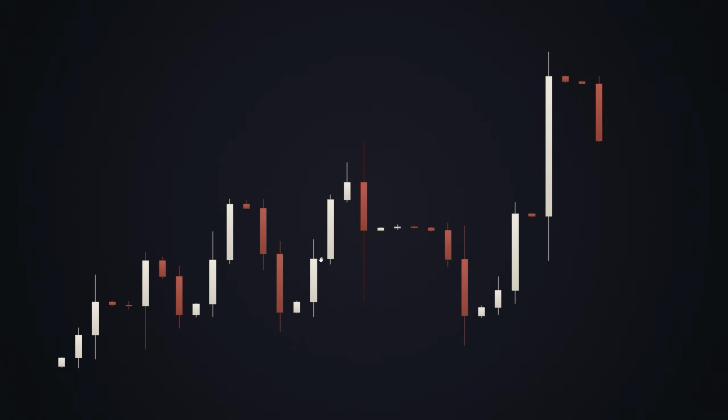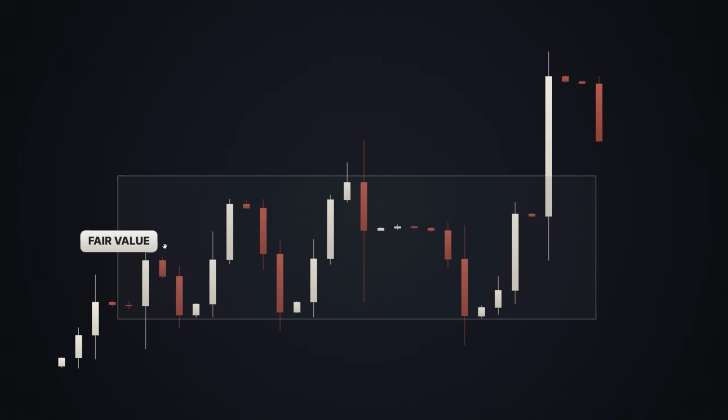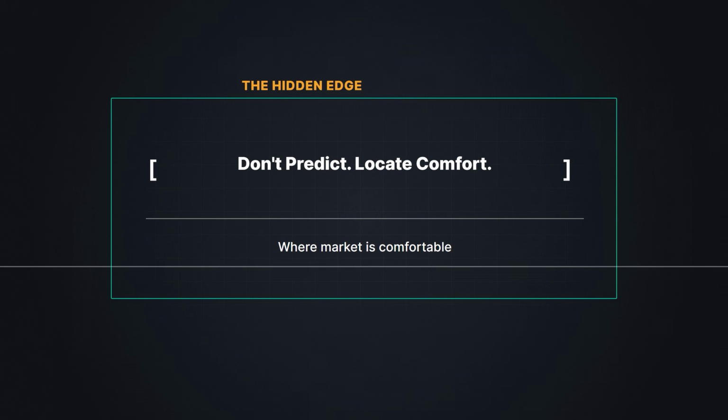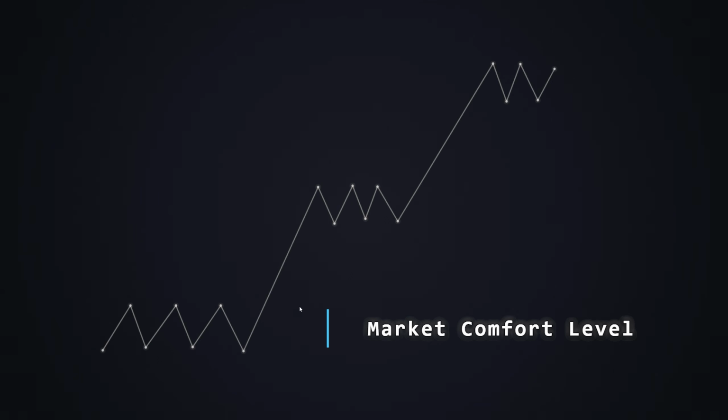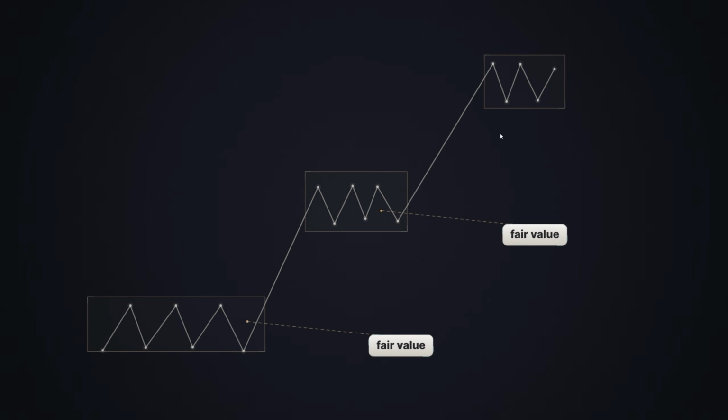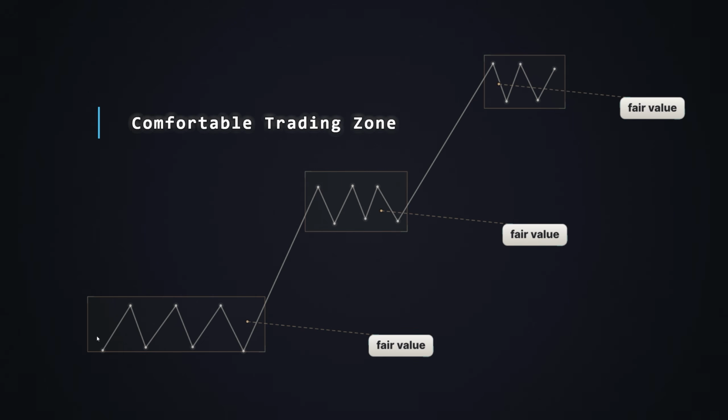This is the hidden edge. You don't need to predict the next candle yet. You only need to know where the market is comfortable. That same chop you wanted to avoid is actually giving you the most important clue. This is what auction traders call fair value. It simply means the market is comfortable trading there.